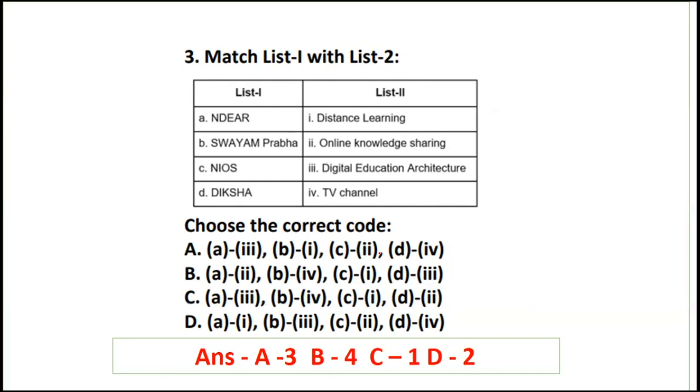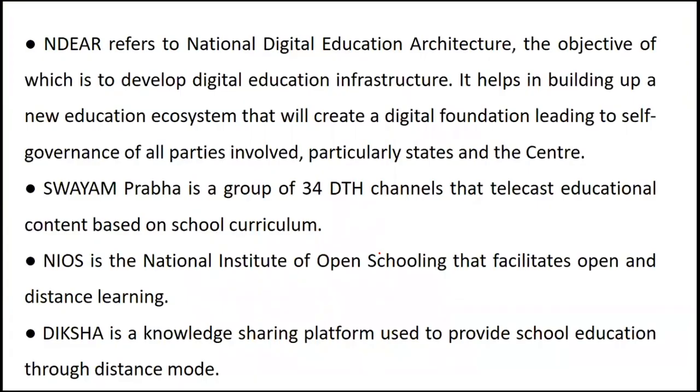We have B as option number four. That is Swayam Prabha, a TV channel, which is 34 direct to home channels. Then option C is one, that is NIOS, which stands for distance learning, and Diksha is nothing but an online knowledge sharing platform. Just now we have done that, okay? So let's see about every one of them very quickly.